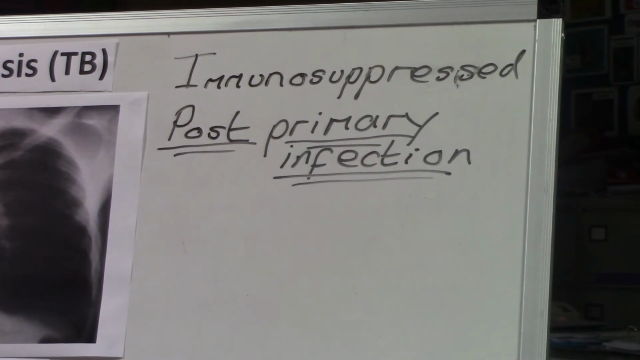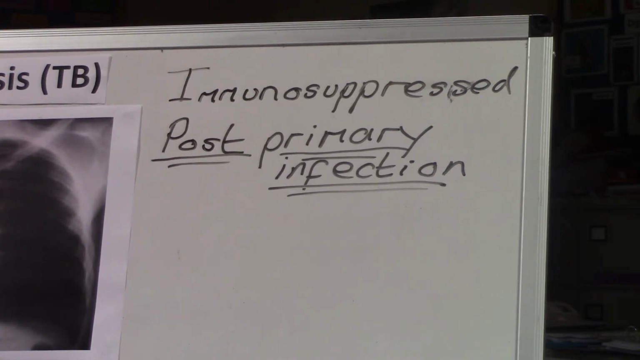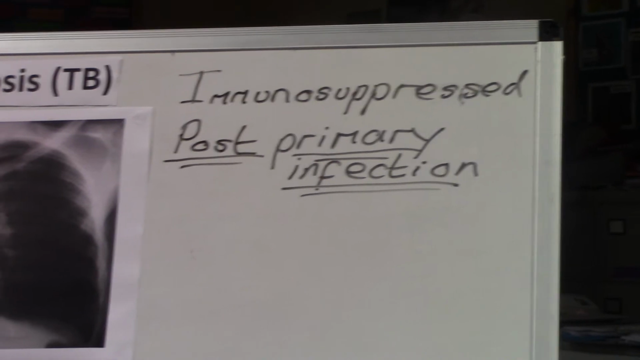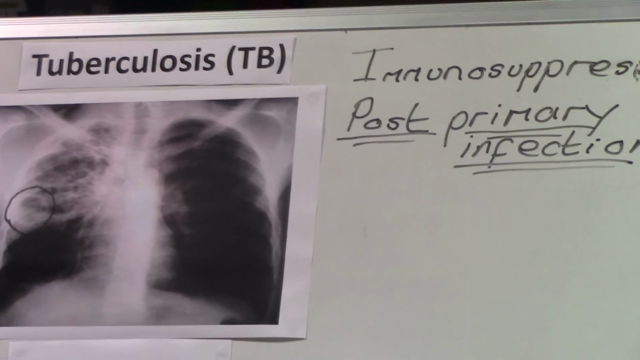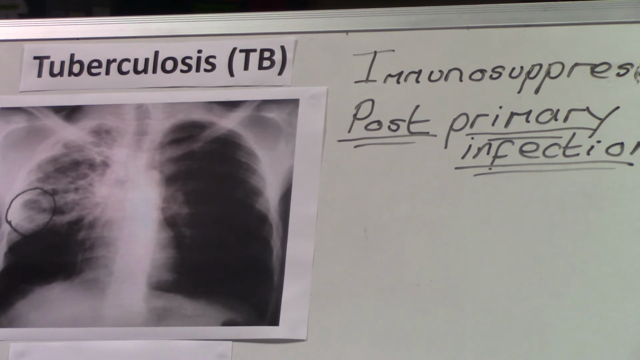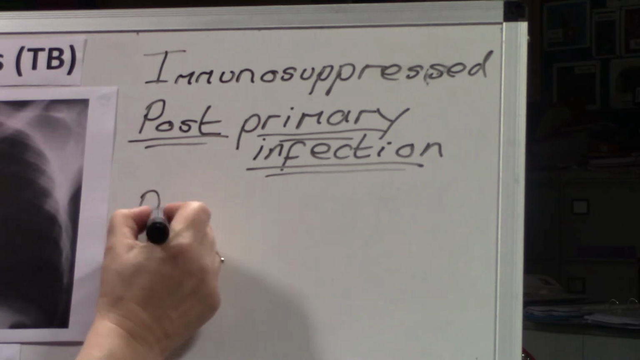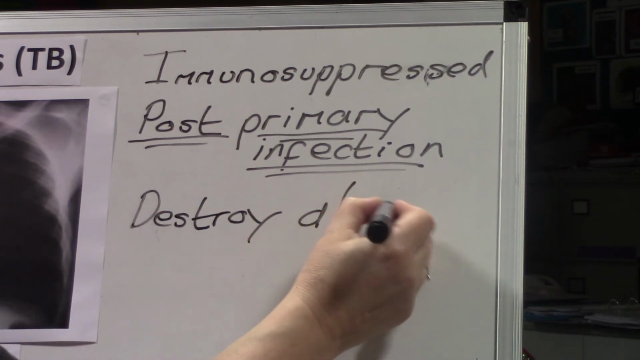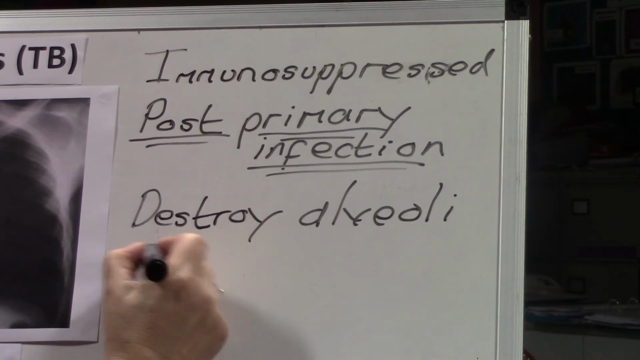Now, when the post-primary infection begins, the dormant bacteria will start to thrive, they will start to reproduce in the lungs, and they will form a large number of tubercles, a bit like this lung here, and the person will become quite poorly. Now, the main problems with this is that the bacteria actually destroy alveoli. That means that the surface area of the lungs is reduced.